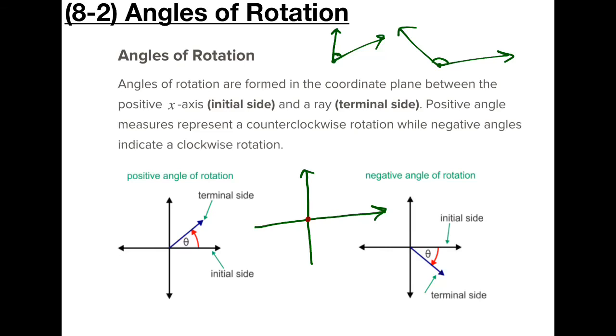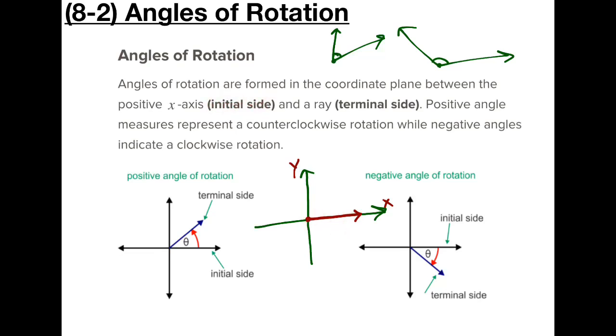Remember, we need to have two rays, right? So the vertex is at the origin. One of the rays is fixed on the positive x direction. So one of the rays is always in this direction. It is always fixed here. As you see, it is aligned with the positive x direction. We call this ray, which is fixed on the positive x direction, the initial side, the term that you see over here. So that's the initial side of my angle.